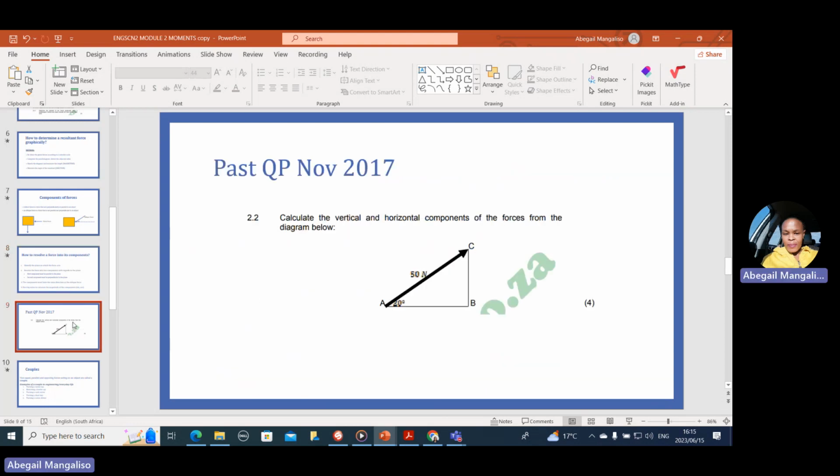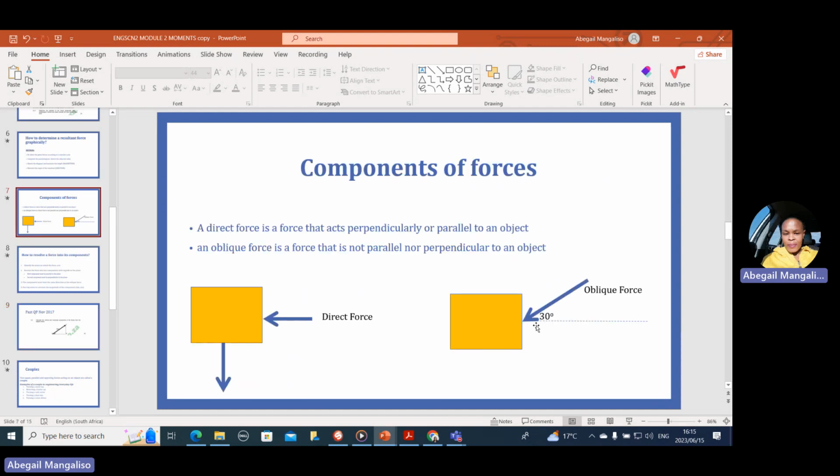Let's have a look at this example. It's a question paper of November 2017. You are asked to calculate the vertical and the horizontal component of the force from the diagram below. As you can see, when these forces are resolved into components, it ends up with vertical and horizontal, direct, parallel, and perpendicular.